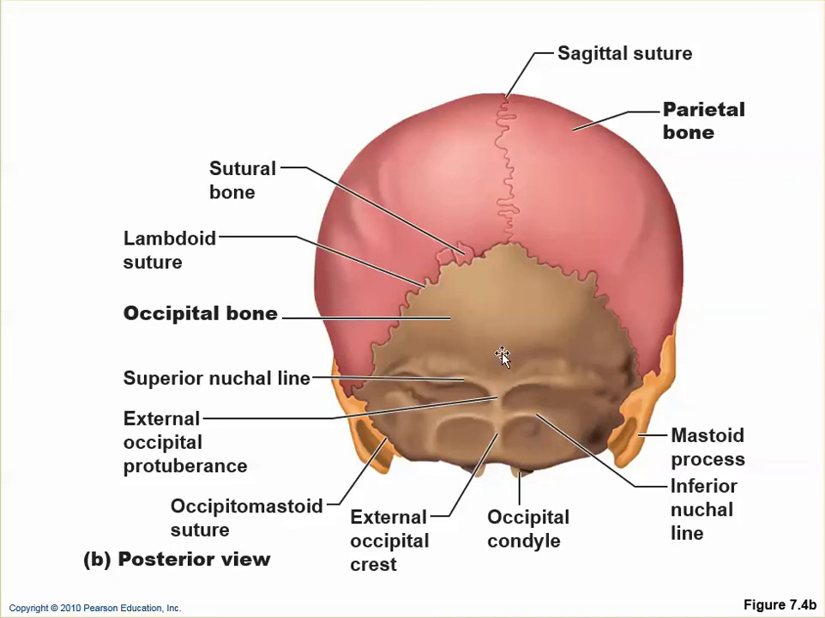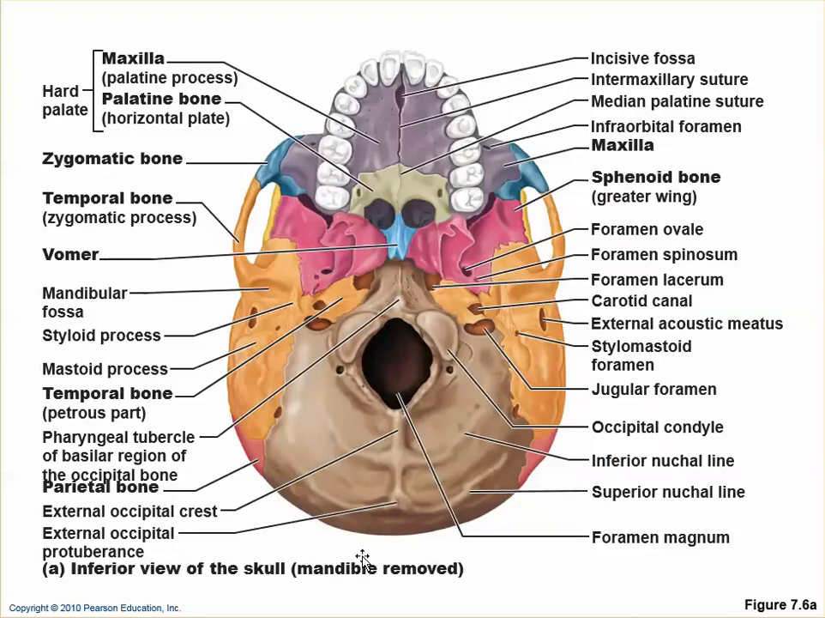This is where the occipital lobe of the brain sits. But what most people don't realize is that it extends all the way up here, and it actually goes right to your nose. It goes all the way along the base of the skull. This big hole here is the most important big hole. It's the only one that I'm going to actually probably test you on. It's called the foramen magnum, and that's where the spinal cord exits.